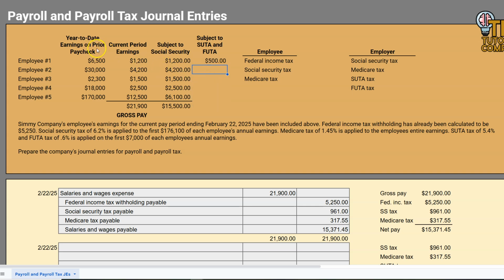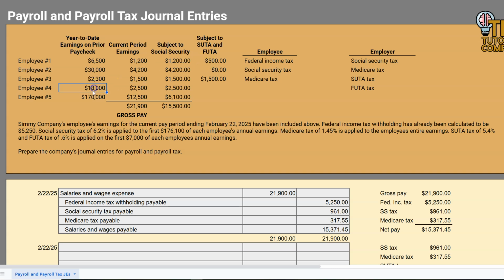Now, for employee number two, they've already been taxed, or we as the company technically, we've already been taxed on $30,000 worth of earnings. So we've met that $7,000 threshold. We probably already paid that off like several weeks ago. We're not worried about employee number two. We've already paid taxes on $7,000 of their earnings. Employee number three is below the threshold by quite a bit. And even if I added these two up, do that off to the side so we don't get confused. 2,300 plus 1,500, they're nowhere near the threshold. So we are going to get taxed SUTA and FUTA on the whole 1,500 they earn this period.